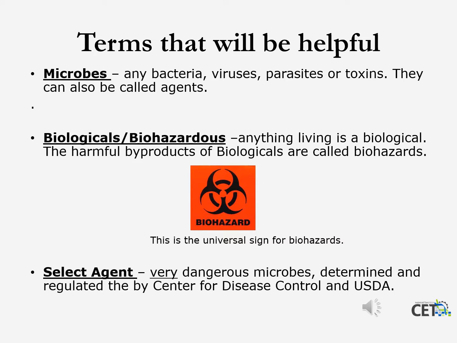A select agent is a very dangerous microbe or a toxin. And select agents are determined by the Center for Disease Control and the USDA. They're determined as select agents, and they fall under a lot of regulation because they have the potential to pose a severe threat to public health of both humans and animals. They're regulated so heavily that just a very few individuals are approved to handle them.